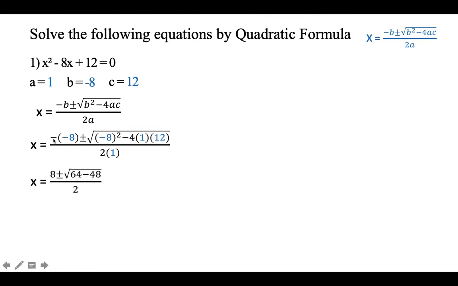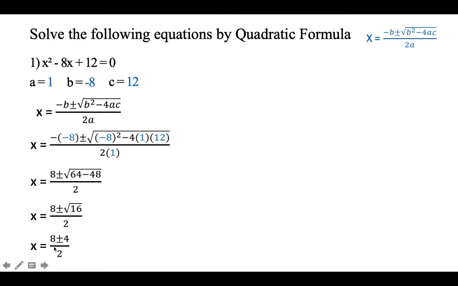Okay, so in this case, negative times negative 8, so that is positive 8. Negative 8 squared is positive 64. Then negative 4 times 1 times 12 is negative 48. Then 2 times 1 is 2. We can still simplify or subtract: 64 minus 48 gives us 16. And the square root of 16 is 4. Okay, just write down the 2.